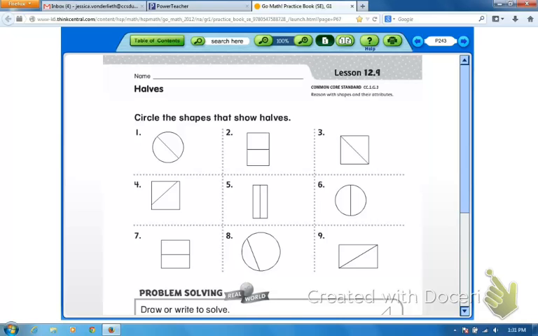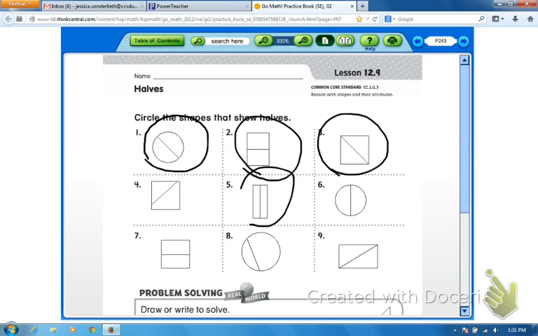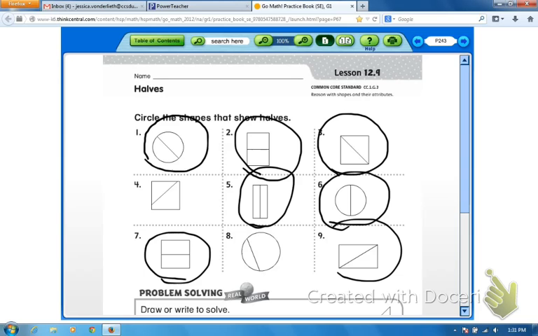So on the homework, we're going to circle all the shapes that show halves. That means they have equal parts, both of the parts. Finding all those: number 3, 5, 6, 7, and 9. They're all cut differently in half, but each one of those halves is equal. So two equal parts is halves.